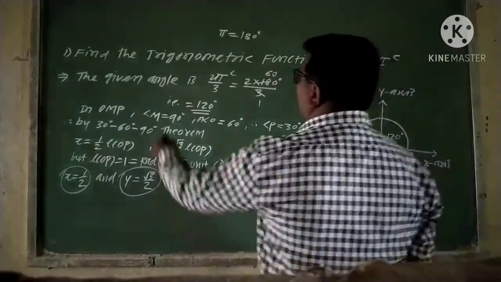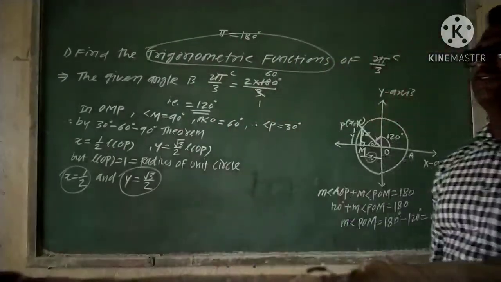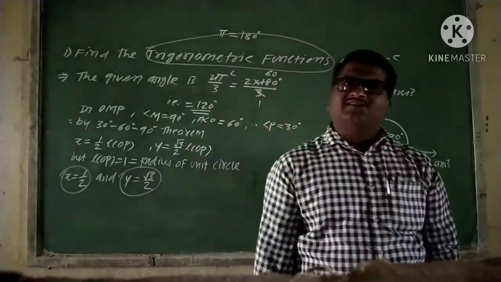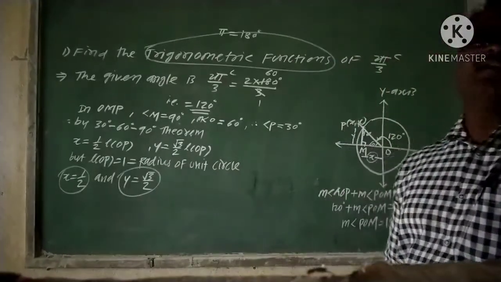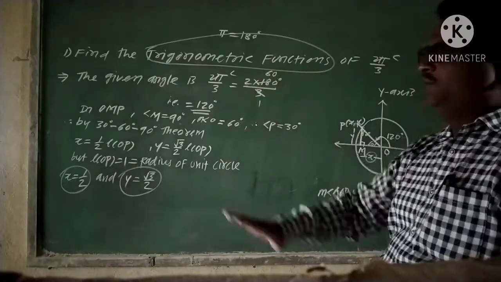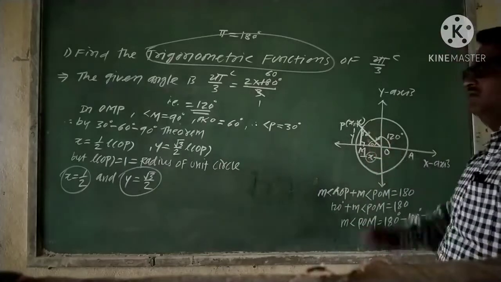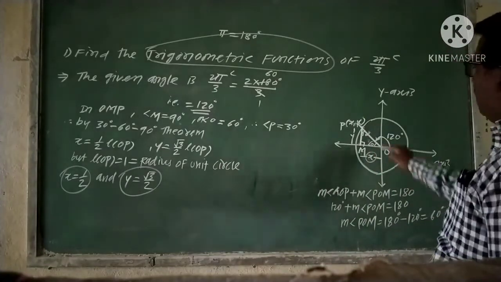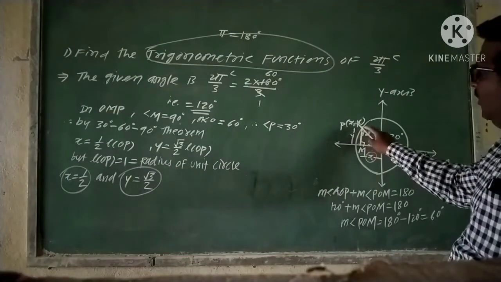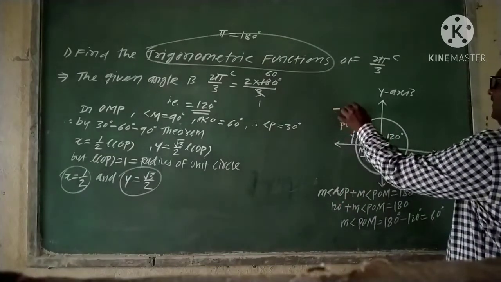Now in this problem we have to find the trigonometric functions. We know that there are 6 trigonometric functions: sine, cos, tan, sec, cosec and cot. Now here we have to find all the trigonometric functions. But in this figure, the point P lies in the second quadrant, and we know that in the second quadrant, x has a negative sign and y is positive.